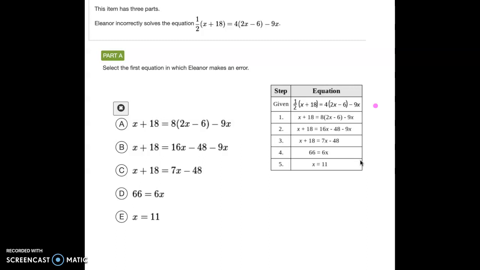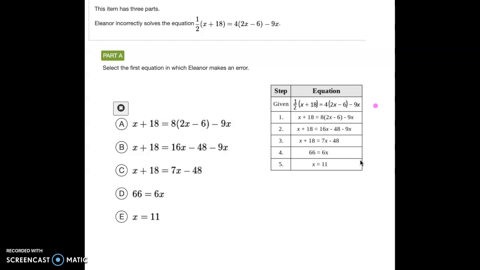So in the problem, they told us Eleanor incorrectly solved it, which means she did make some type of error. She did something wrong. So we need to look over here at the chart that shows her work, and we need to figure out where she made a mistake. So the first step there, the given, that's just the original problem.